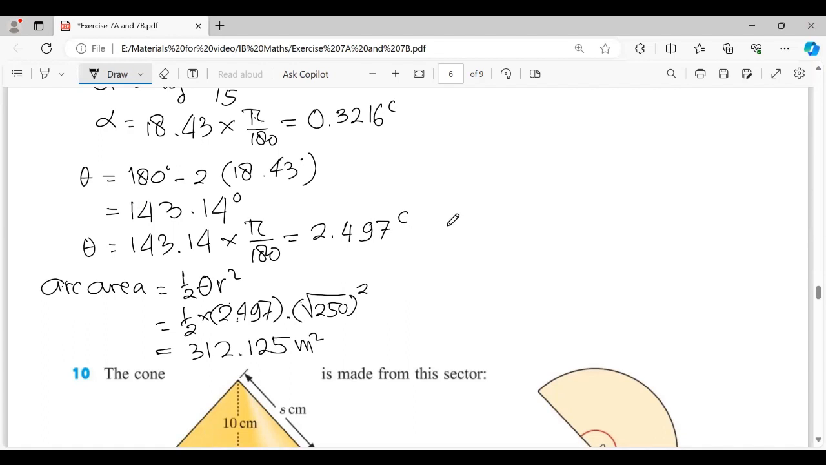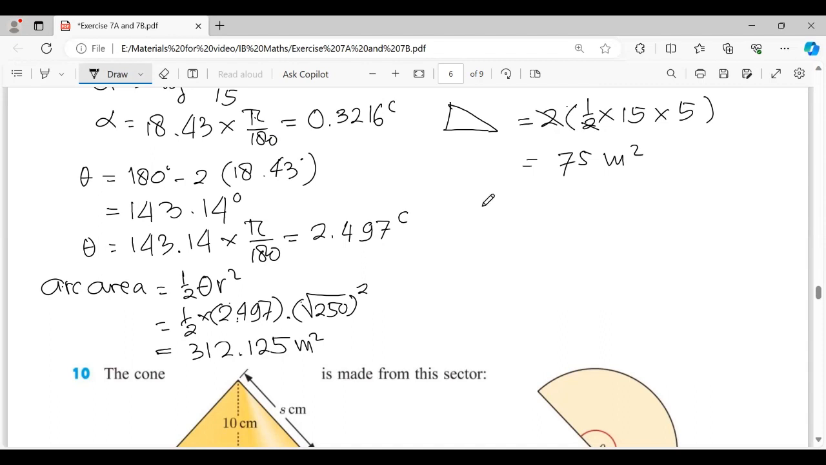After that, triangle area. The triangle area equals two times, because there are two triangles. Yes, 2 times half times 15, the base, times 5, the height, equals 75. Okay, 75 meters squared.